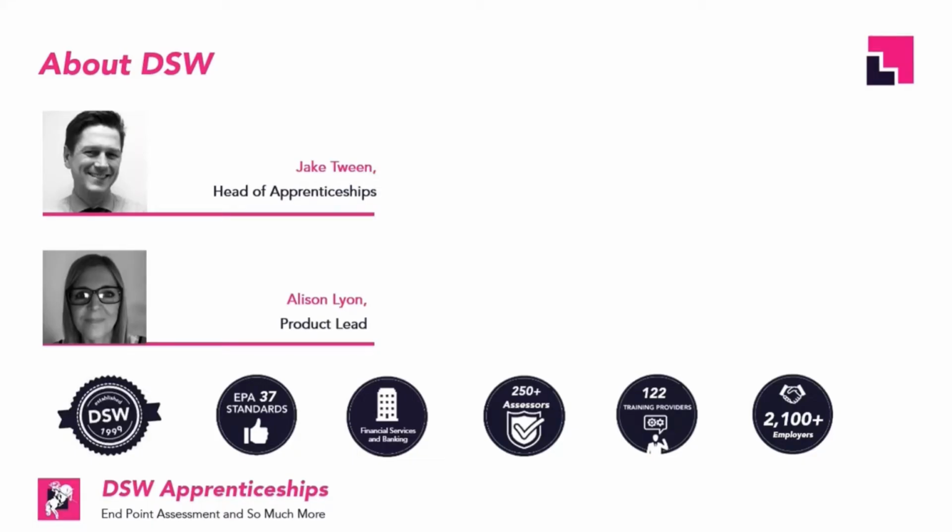So as I mentioned, my name is Jake Tween. I'm Head of Apprenticeships with DSW. I've worked in vocational technical education since 2006. Since the introduction of the apprenticeship levy, I've specialised in apprenticeships and endpoint assessment in particular. I'll hand over to my colleague Alison for her to introduce herself.